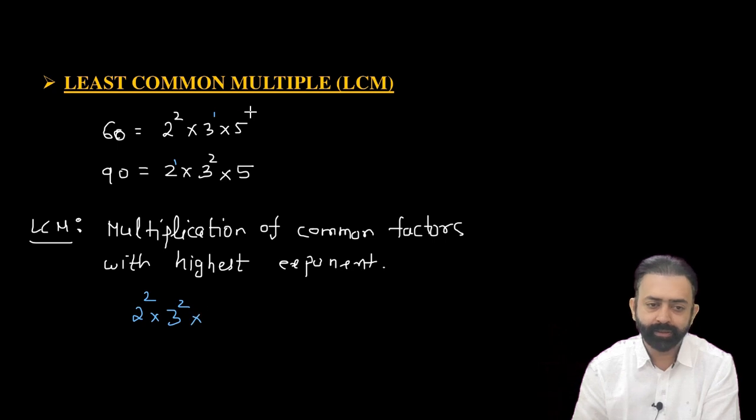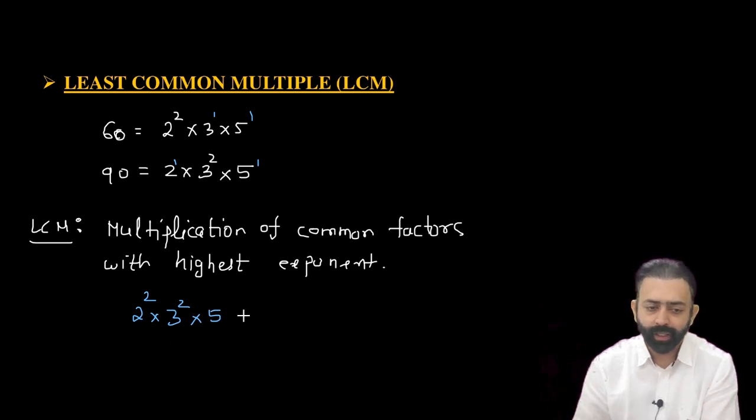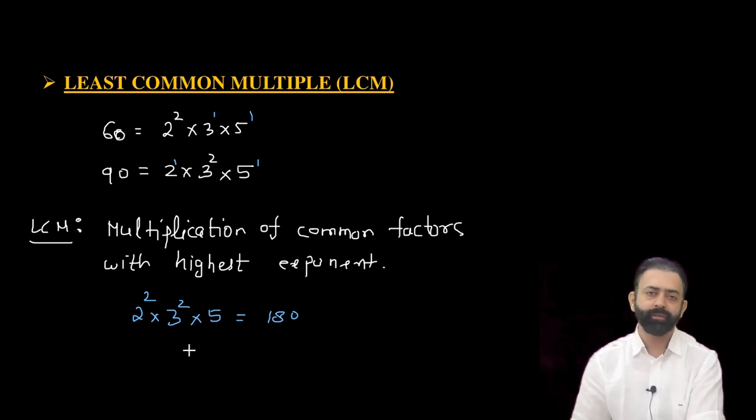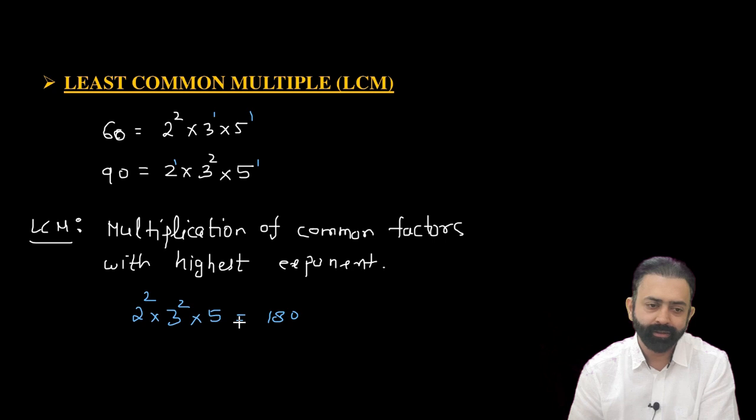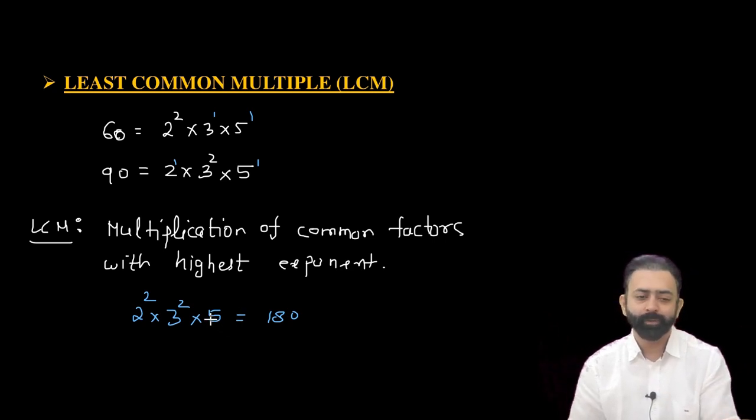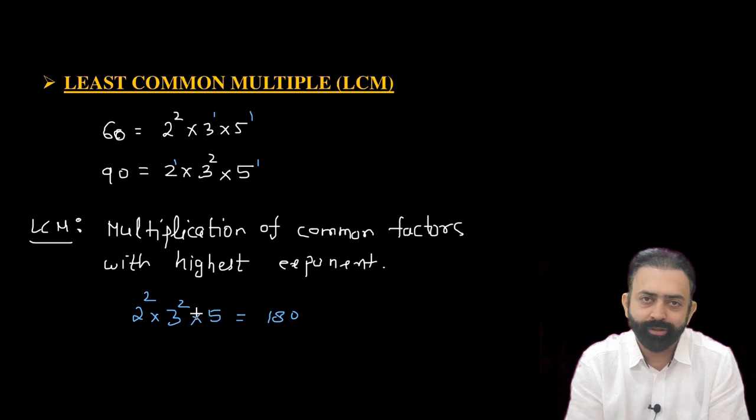And lastly, the exponent of 5 is 1, so we will take just 1. So the answer in this case is 180. 9 into 4 is 36, 36 into 5 is 180, right? So by logic also we arrive at the solution 180. And by this exponent logic, we arrive at the same solution, and that is the beauty of maths.